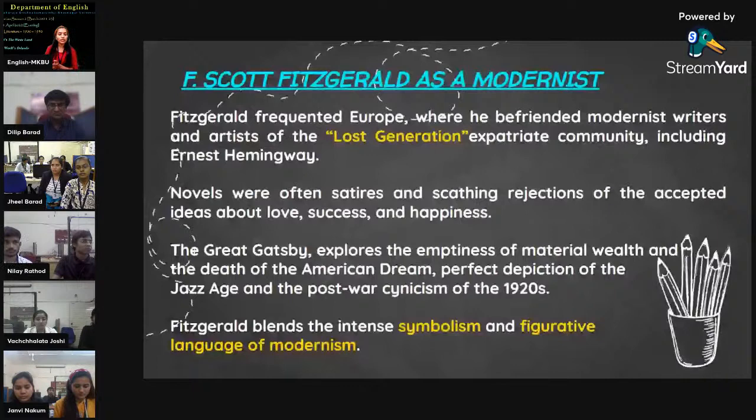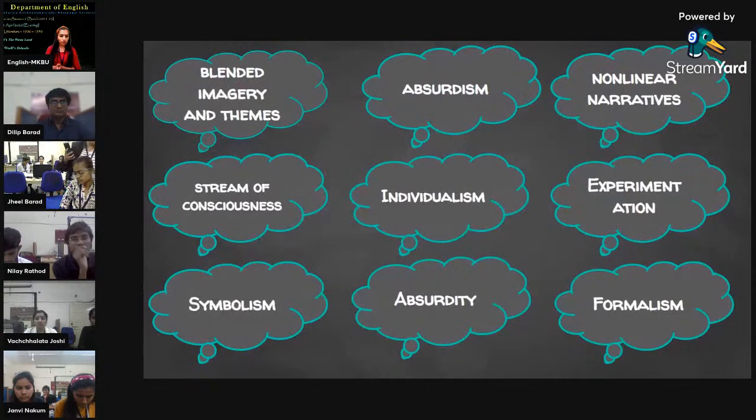The Great Gatsby explores the emptiness of material wealth and the death of the American Dream, a perfect depiction of the Jazz Age and the post-war situation in the 1920s. These are the characteristics of the modernist movement or modern age: blend of imagery and themes, absurdism, non-linear narratives, stream of consciousness, individualism, experimentation, symbolism, absurdity, formalism.